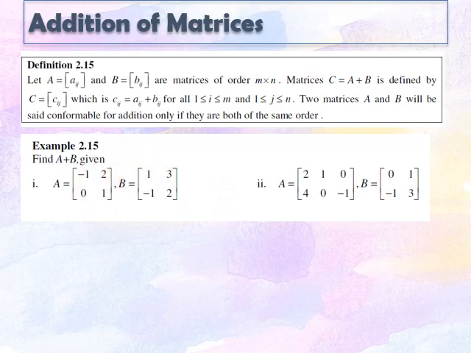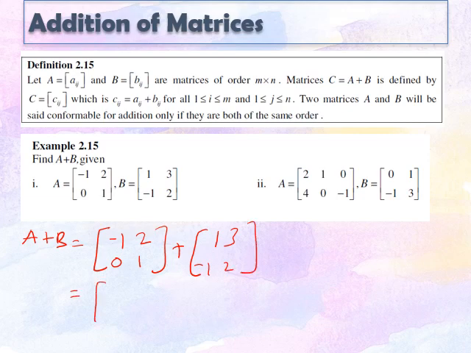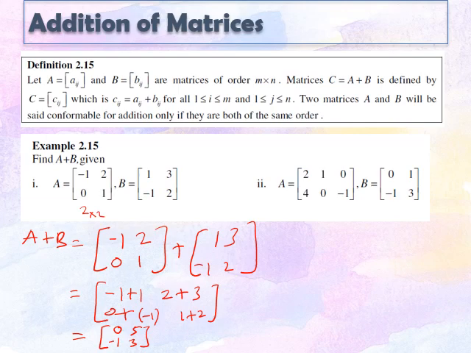Okay, let's check A plus B here. A plus B is equal to negative 1, 2, 0, 1 plus 1, 3, negative 1, 2. So it will be negative 1 plus 1, 2 plus 3, 0 plus negative 1, 1 plus 2. So we obtain the answer 0, 5, negative 1, 3. So that is A plus B. Because this is 2 by 2 and this is 2 by 2, we can perform the operation.